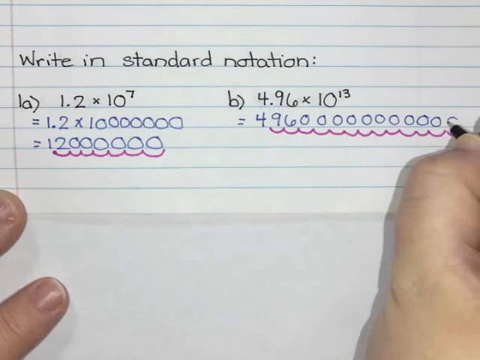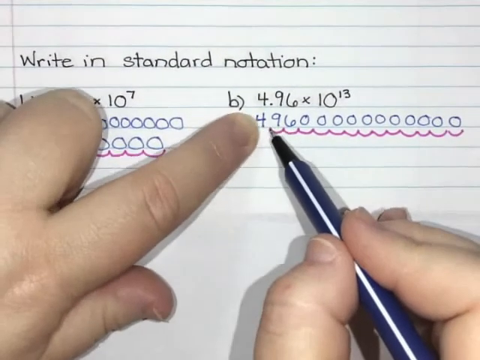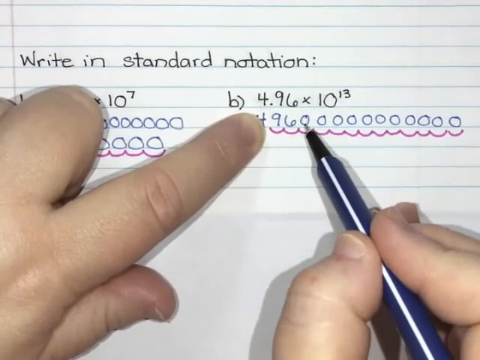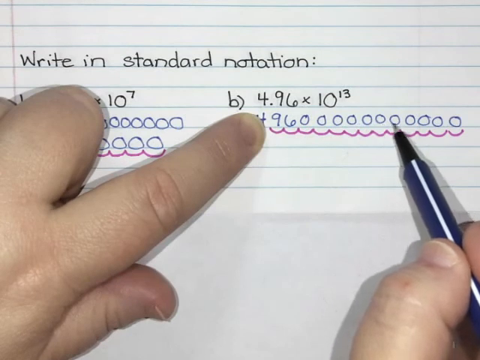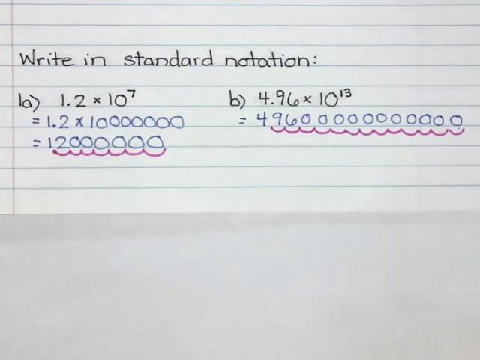That's a lot of zeros. So if you do want to check from the first number where the decimal point was, you should have 13 things that come after it. So I have 1, 2, 3, 4, 5, 6, 7, 8, 9, 10, 11, 12, 13, which gives us a very, very large number. So that's how you take something in scientific notation and write it in standard notation.